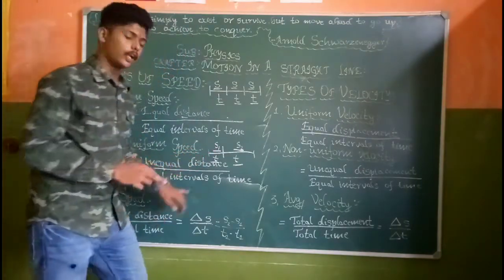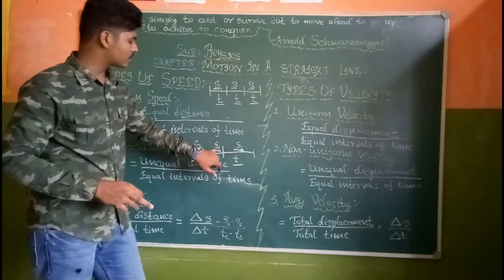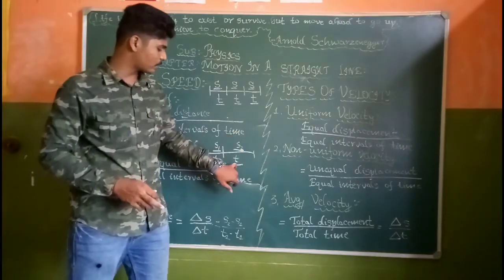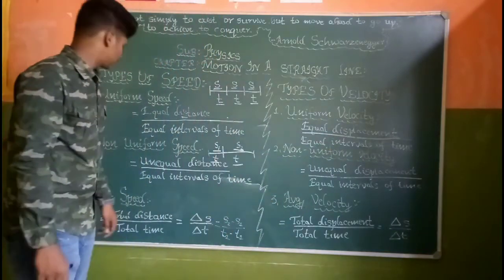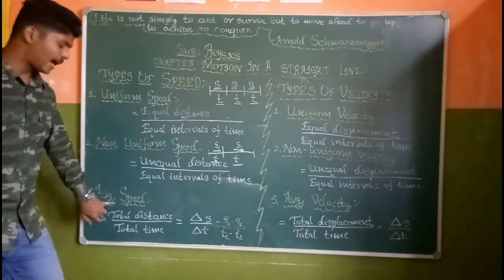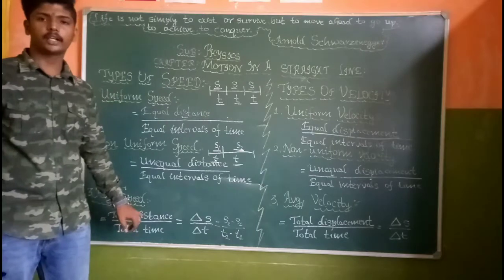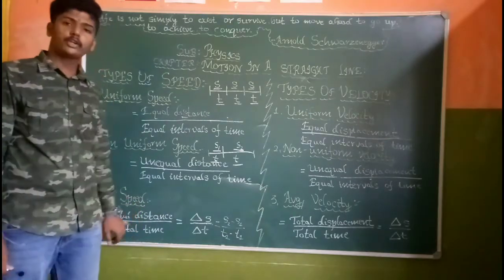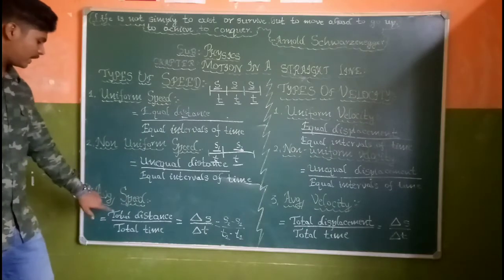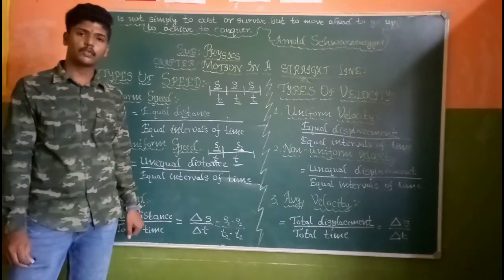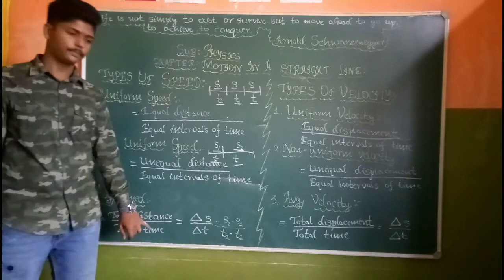So here an object has covered unequal displacement in equal intervals of time. So it is non-uniform velocity. So let us look at average speed. This is very important from the point of view of examinations. Average speed is defined as the total distance covered per total time.